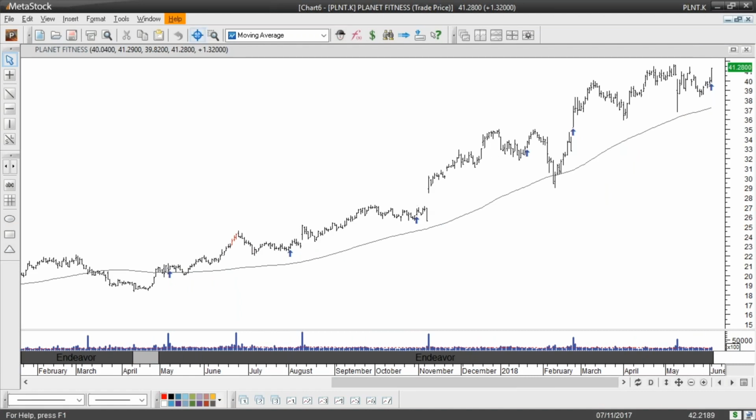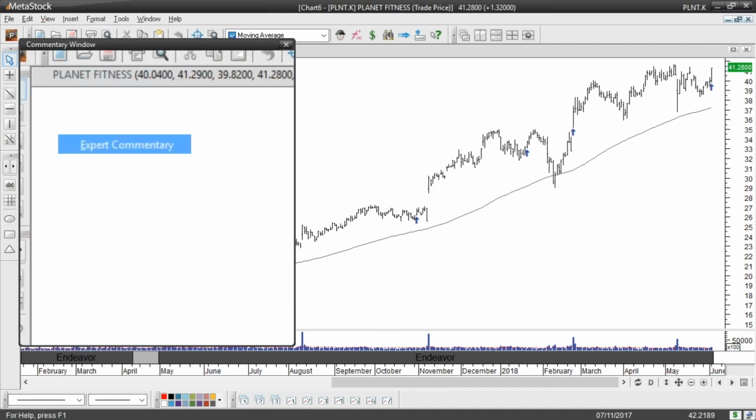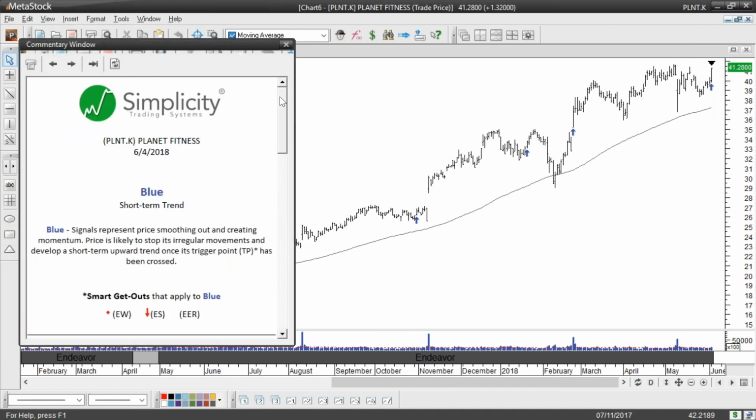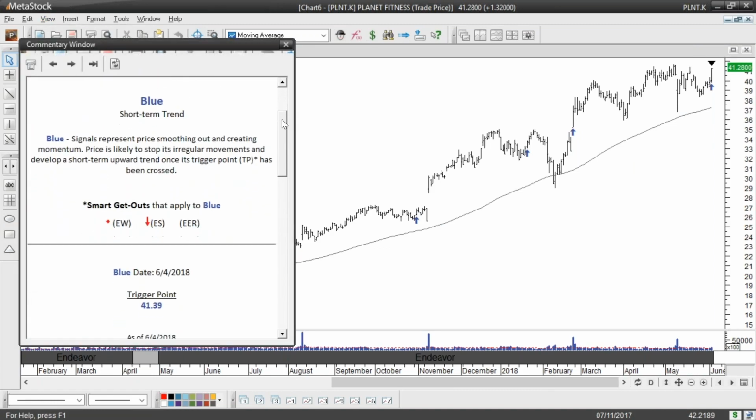So what am I going to do? View, expert commentary. We need that trigger point. I'll scroll down here. We also have the definition of blue. What do blue signals represent? Short-term trends. Blue signals represent price smoothing out and creating momentum. That's perfect because that's what we're looking for. We're looking for that short-term momentum.